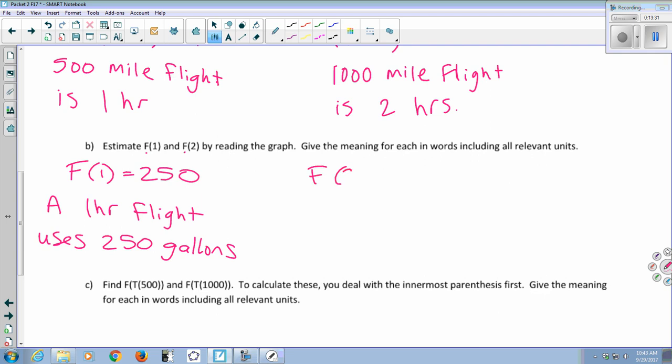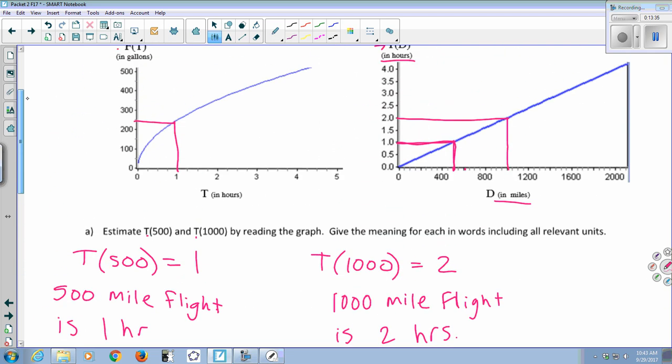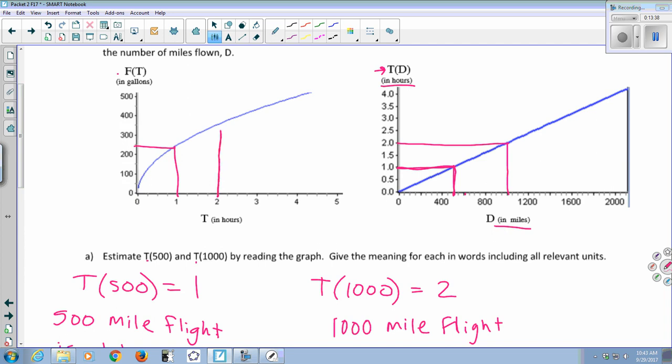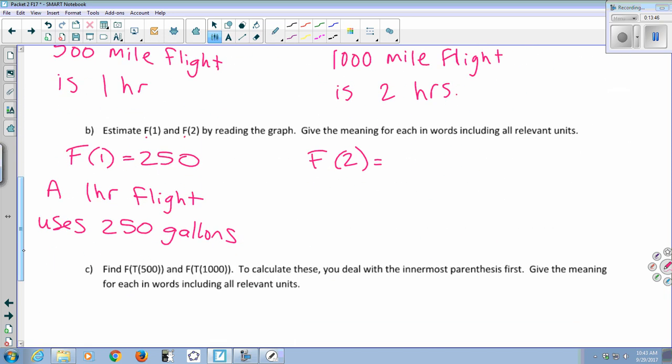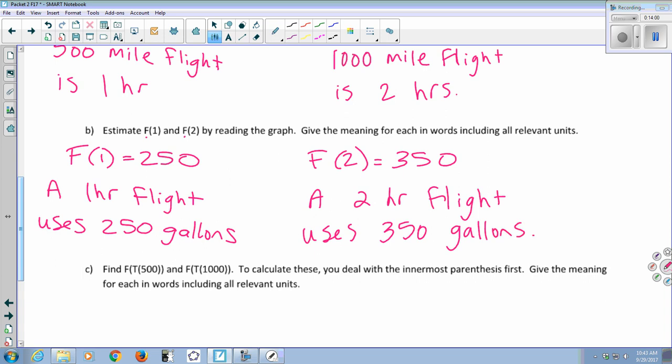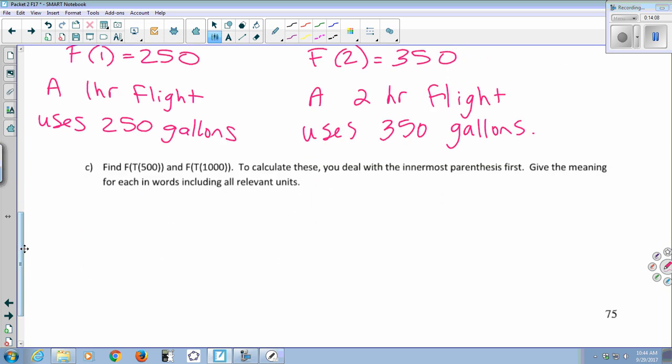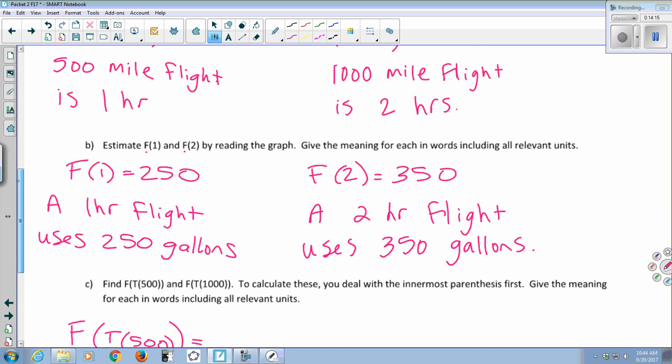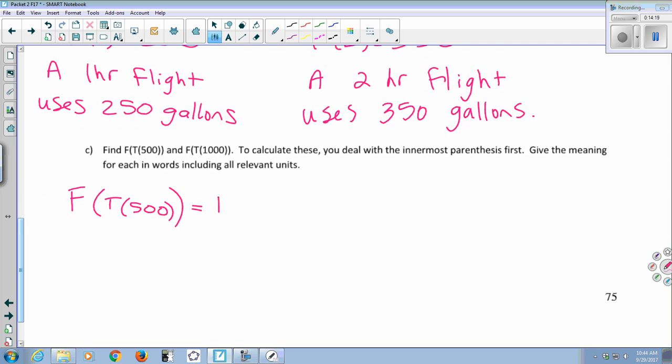All right, now I want to evaluate f of 2. So I'll go up to my graph, get an input of 2, and the output looks like about 350. So that says that a 2-hour flight uses 350 gallons. So f of t of 500, we've basically already answered, because I know t of 500, I answered up here, is 1. So this is really f of 1, which I already answered in the previous question, which was 250.